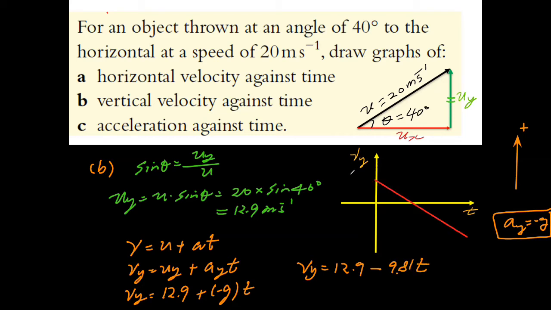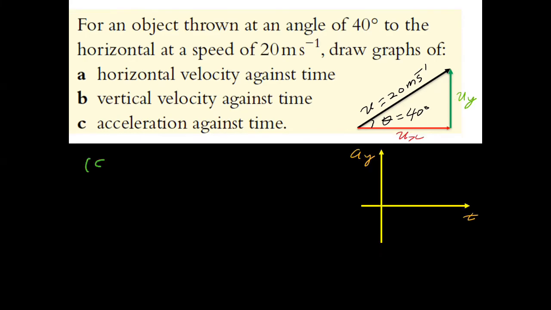The initial velocity is 12.9. The gradient is minus 9.81. We also need to find the time here. When the object reaches its maximum height, the velocity becomes 0, and we can find t here. T equals 1.3 seconds. This is 1.3.